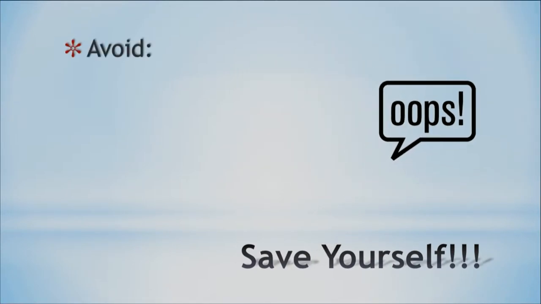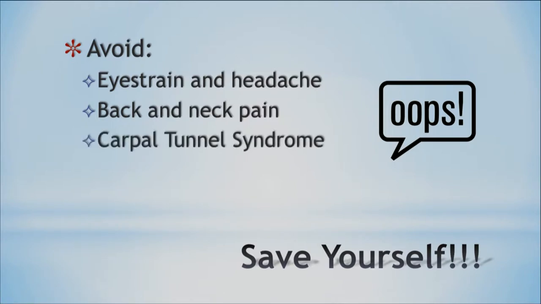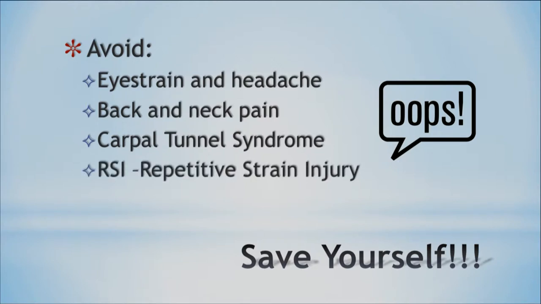So how will we do that? We're gonna save ourselves. For this, we're gonna avoid the following things. We're gonna try to avoid eye strain and headache. Of course, nobody likes that, right? For that, we need to have good lighting, and I'm gonna give you a little rule after this slide. Another thing that we're gonna be doing is avoiding back and neck pain, and I'll tell you how you can do that as well. We're gonna try to prevent carpal tunnel syndrome. And of course, we're gonna try to prevent RSI, which is a repetitive strain injury.